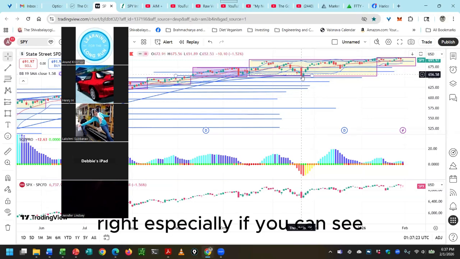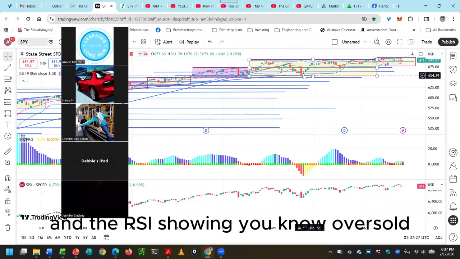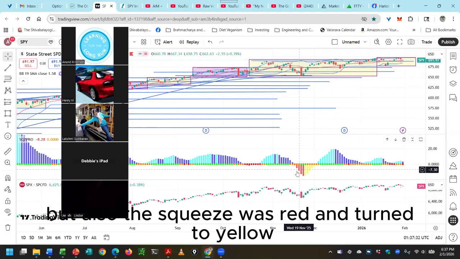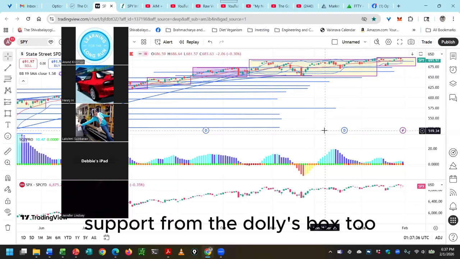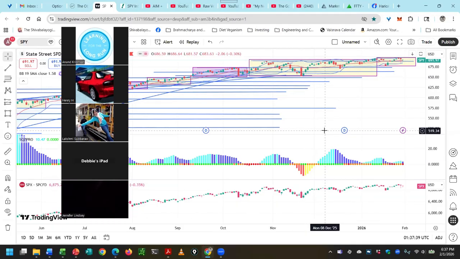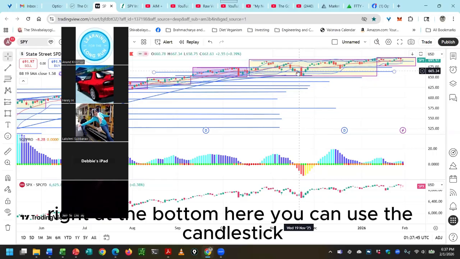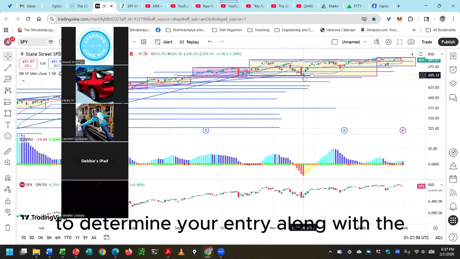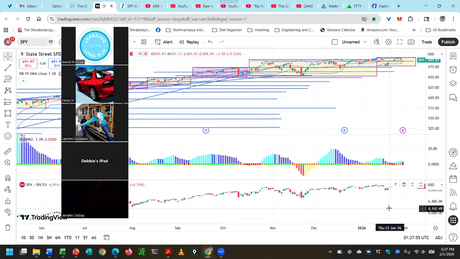Especially, as you can see here, it was not only below the Bollingers, with the RSI showing oversold, but also the squeeze was red and turned to yellow, and it was coming off a support from the Norris box too. So that actually ended up being a really good move up. And if you're not comfortable buying right at the bottom here, you can use the candlestick patterns to determine your entry along with the transition from red to yellow.